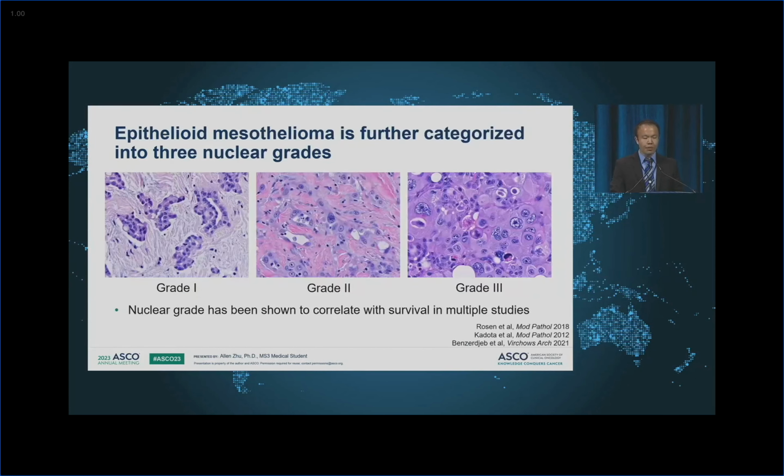Epithelioid mesothelioma is further categorized into three nuclear grades. This classification system uses grades 1, 2, or 3 to indicate low to high grade, as seen in these images. And this nuclear grade has been shown to correlate with survival in multiple studies.